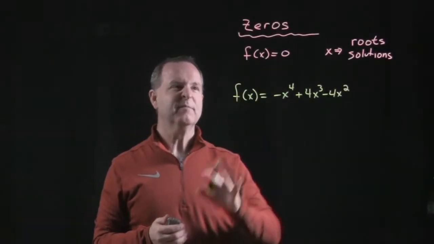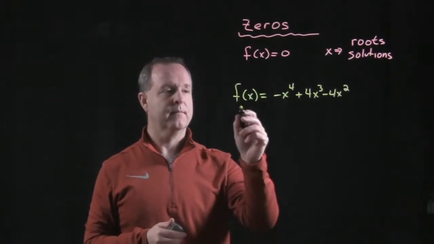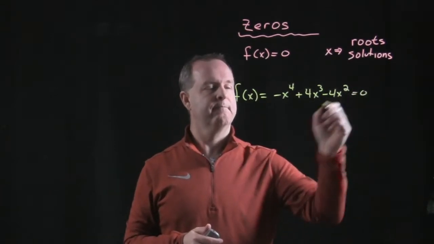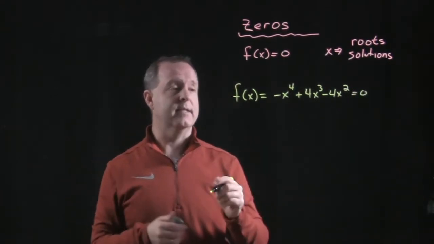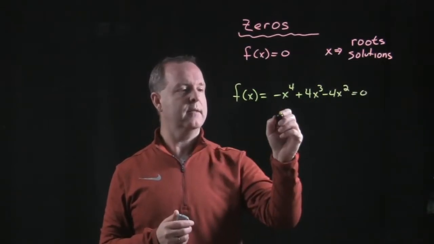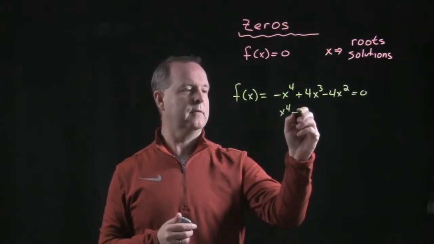Another example, let's see if we can identify its zeros. So that being the case, I want to set this function equal to 0 and solve for x. First thing I might do is multiply through by a -1 because I like having my leading coefficient be positive.